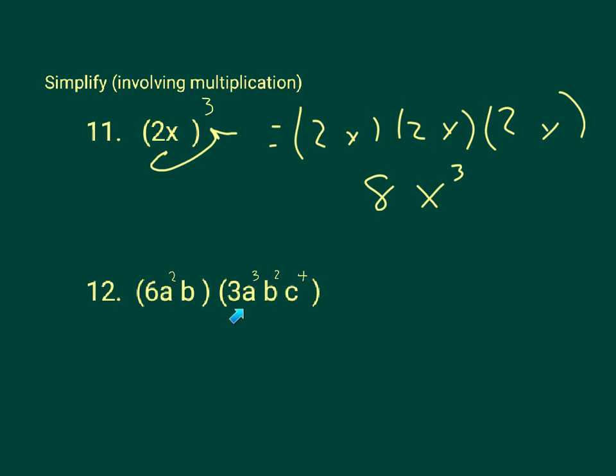We can multiply 6 times 3 to get the coefficient on this. a to the 2nd times a to the 3rd would be a to the 5th. b to the 1st times b to the 2nd is b to the 3rd. And then just c to the 4th times 1 will still remain c to the 4th power. So to sum that up, it's 18 because 6 times 3 is 18. a to the 5th, because 2 plus 3 is 5. b to the 3rd, use this like a 1 here. 1 plus 2 is 3. And c to the 4th is just multiplied by 1. 18, a to the 5th, b to the 3rd, c to the 4th.